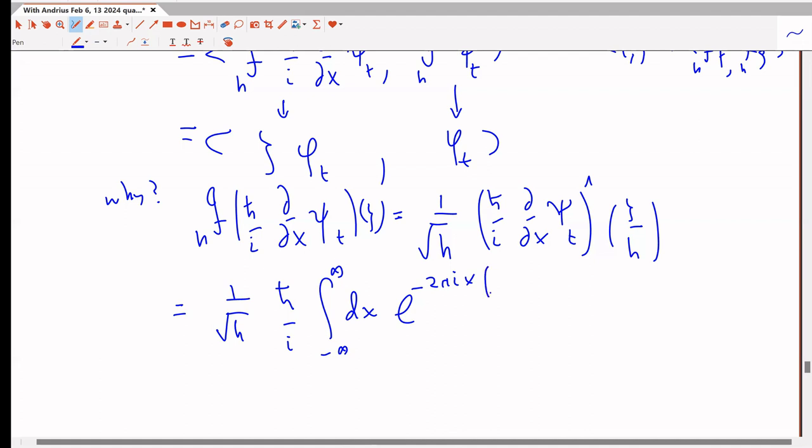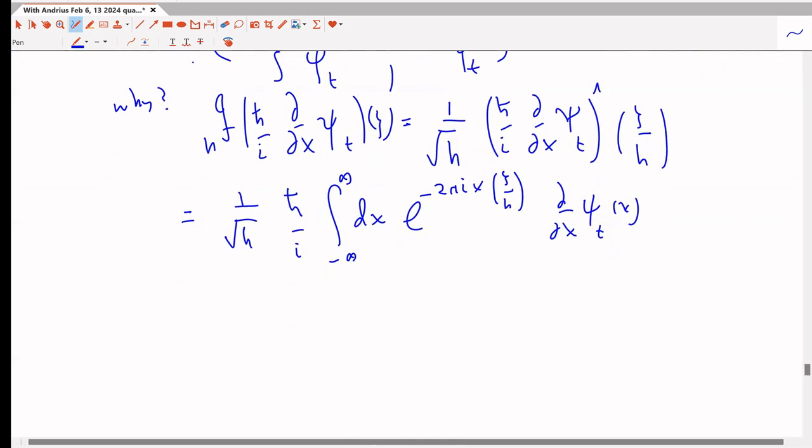That's the usual one. So that's your notation for the Fourier transform, evaluated at zeta over h. And then we have the differentiation operator applied to this function here. Integrate by parts: integrate that, differentiate that. When you integrate by parts, it introduces a negative sign.